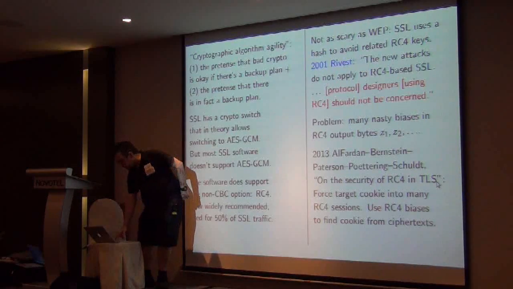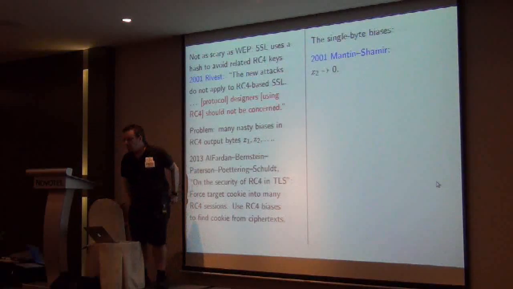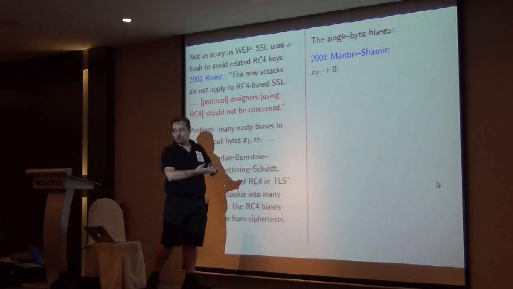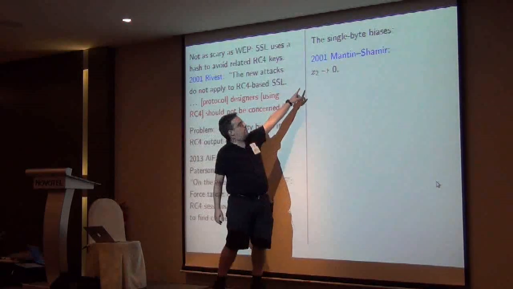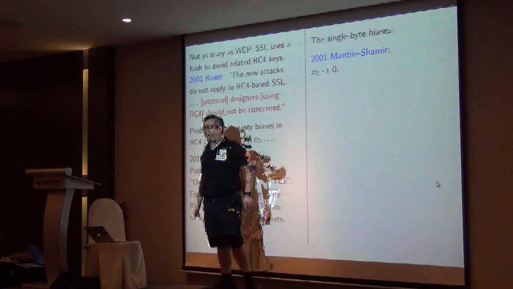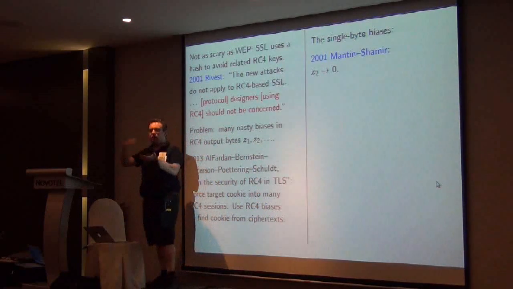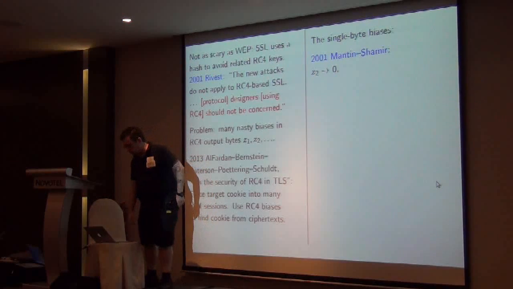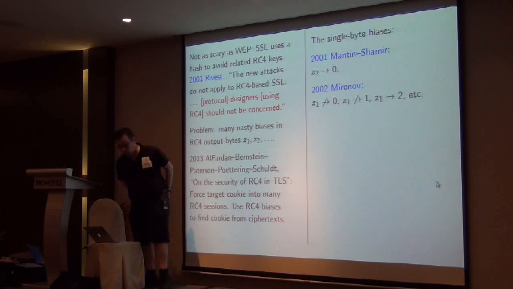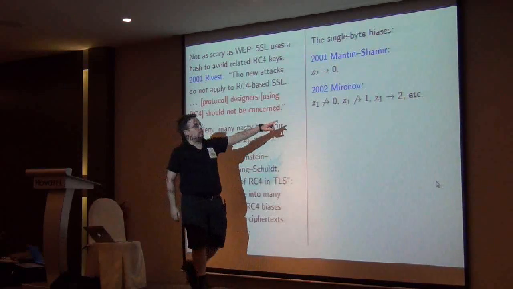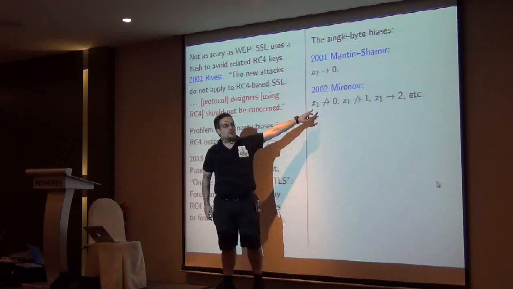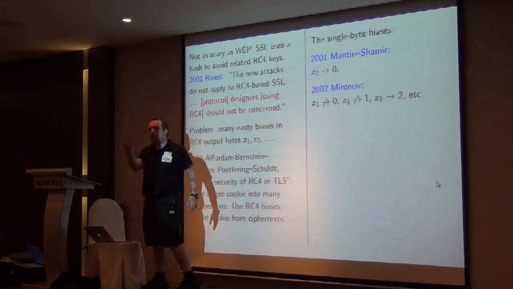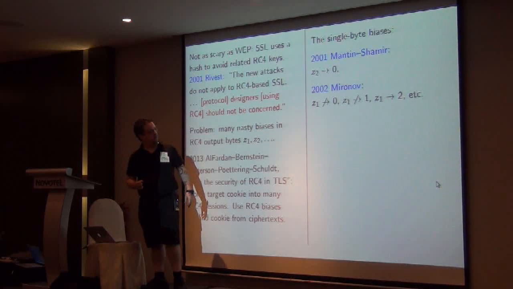Now, what are these biases? Well, those of you who were paying attention yesterday heard about some of what I'll say here. First of all, the best known one is that the second byte of RC4 output is biased towards zero, has a probability of 2/256 of being zero instead of 1/256 that you would expect. That's from Mantin and Shamir. And then Mironov looked at Z1 and found that Z1 is biased away from zero, away from one, towards two, and it's a totally weird distribution of the first output byte of RC4.